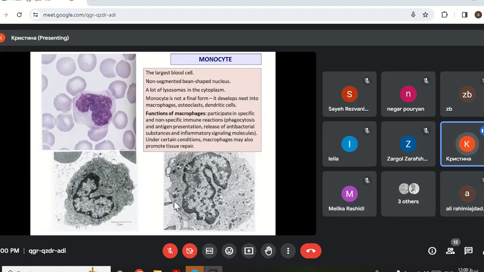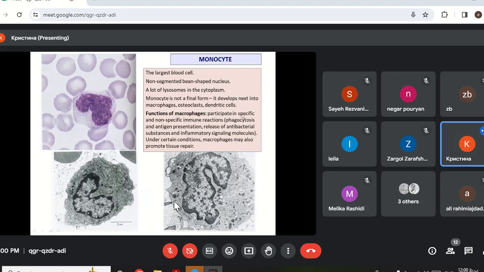Monocyte. Monocyte is the largest blood cell. It has a non-segmented bean-shaped, or kidney-shaped, nucleus and a lot of cytoplasm with lysosomes in it. Actually, monocyte is not the final form of this type of cell, and when it goes out from the blood vessel to surrounding tissue, it will develop into its final form. It may become a macrophage, osteoclast, or dendritic cell.